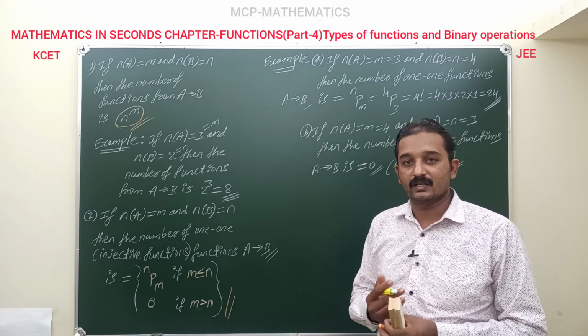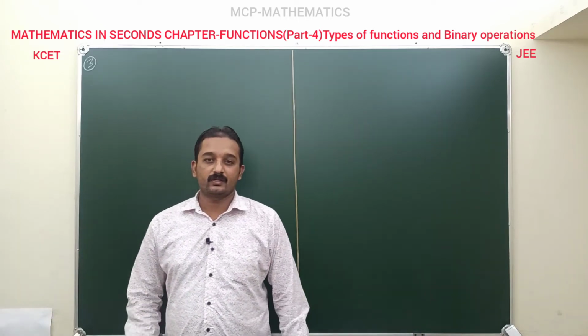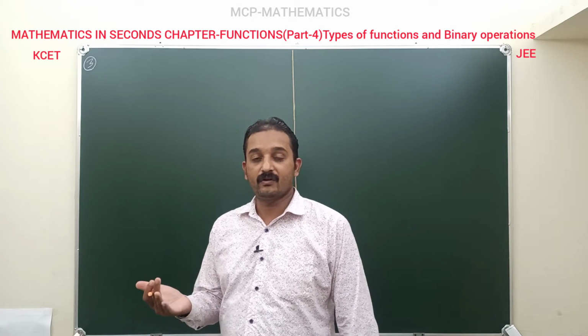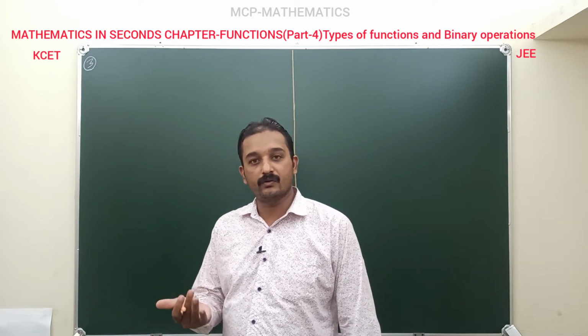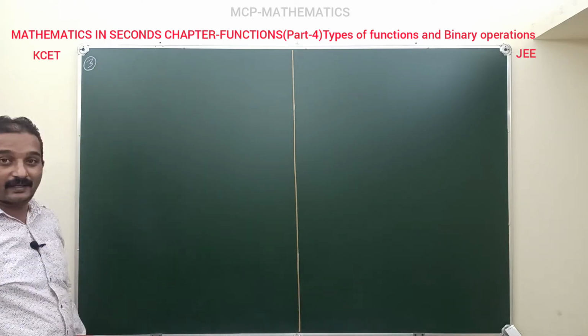So next, move on to the surjective functions. Take down. Now let us move on to shortcut number 3. This belongs to the number of surjective functions, nothing but onto functions. So now let us see the method.